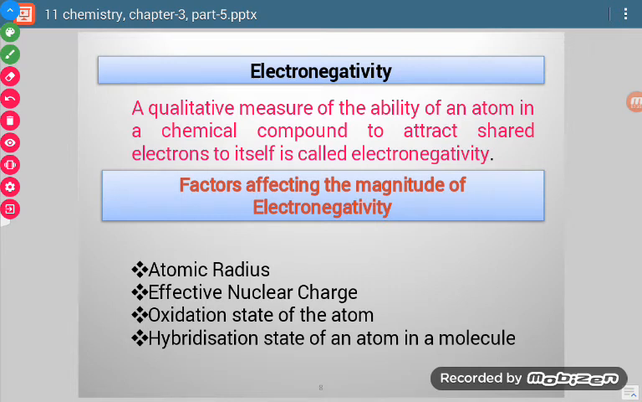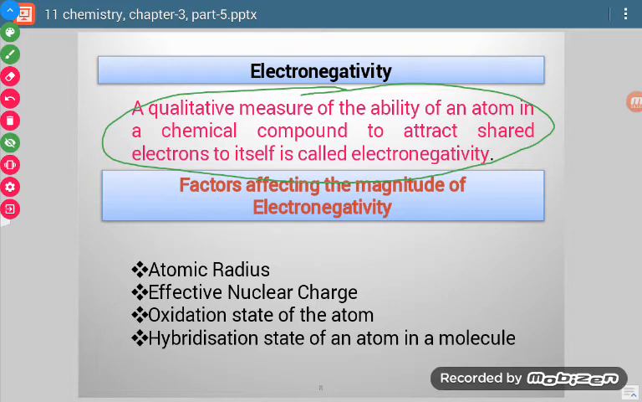Now second property. Second property is electronegativity. Now what is electronegativity? In simple words, what we can say? We can say it is the attractive force of the bonded atoms. When a certain atom is bonded with any other atom, then the force or the power with which an atom can attract the shared pair of electron towards itself, that is called electronegativity, or in other words we can say it is the attractive power of an atom when it is bonded with any other atom.